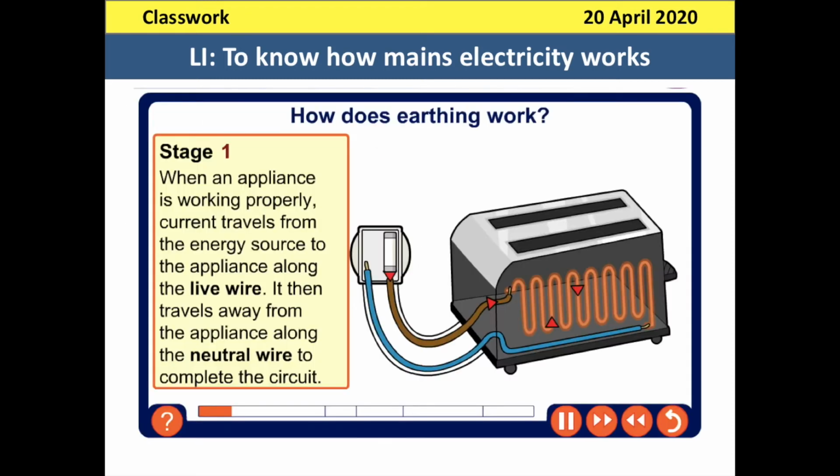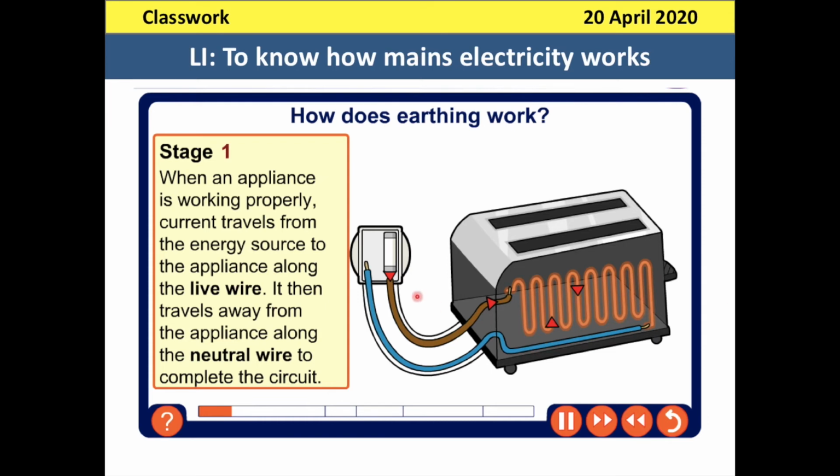Now let's talk about how this idea of earthing works then. What I've got for you here is a quick talk through about how a toaster should work. Now what you can see from this diagram is that the current will enter the toaster through the brown wire, which is the live wire. It then travels through the heating element of the toaster and then back out through the blue wire, which is the neutral wire. If I use the laser here, you can see, follow the laser through.